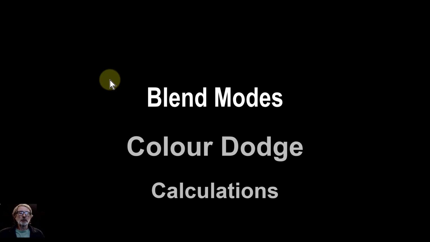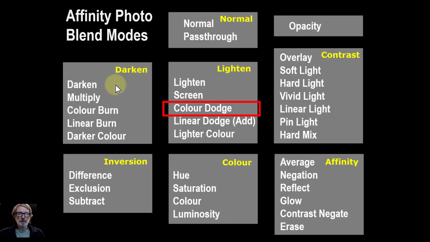It's a bit of a geek video. This is about the color dodge blend mode and how it's actually calculated. It's not difficult, so why don't you follow along? It's kind of fun anyway. The color dodge blend mode is in the middle of the lighten group. It can be contrasted with the color burn in the darken group, and we'll look at a bit of a comparison of those later on.